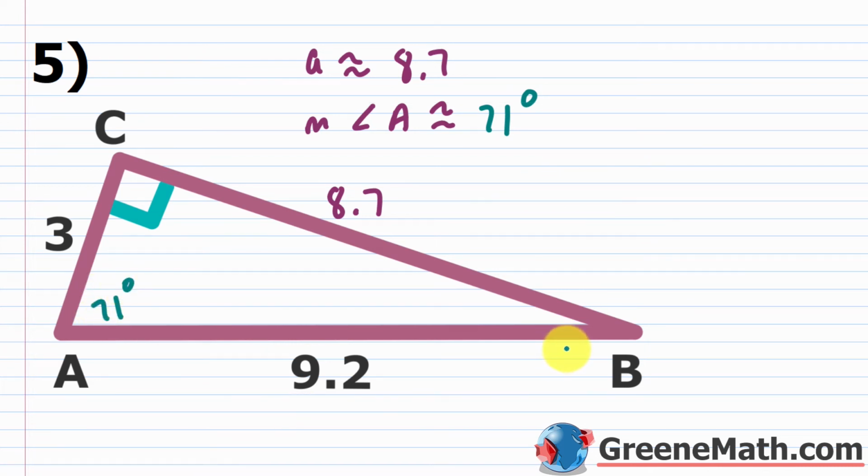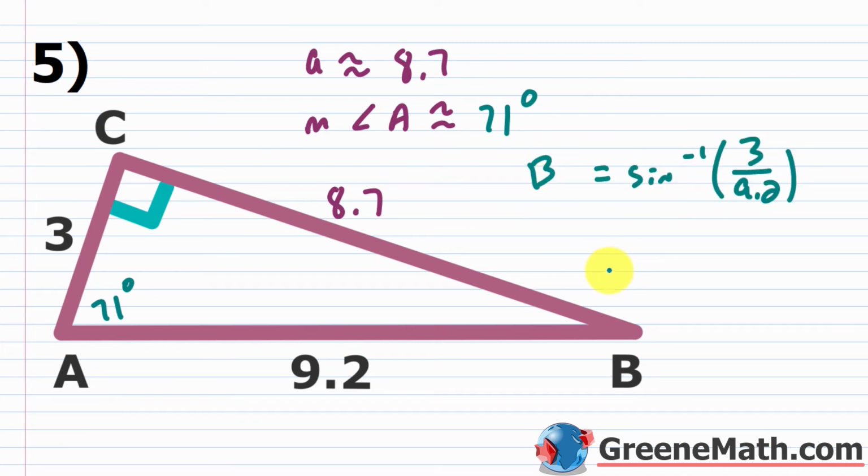Now for the measure of angle B, what you could do is use the sine, because you're going to have your opposite over your hypotenuse. And again, the sine of B is equal to the cosine of A. So I could just say that the inverse sine of my opposite, which is 3, over my hypotenuse, which is 9.2, that's going to be equal to my angle B.